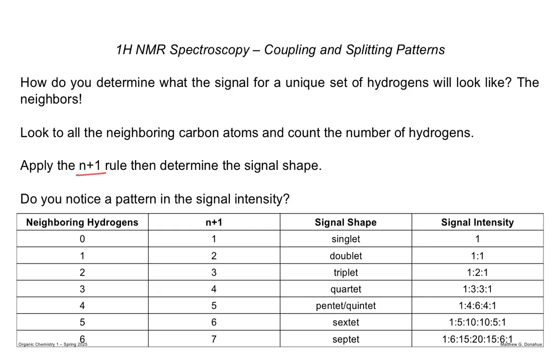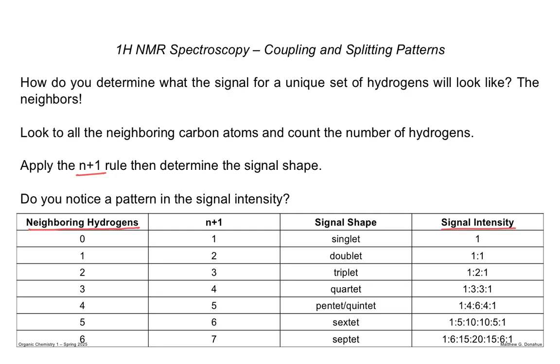So our first column here is the number of neighboring hydrogens. So that runs through 0 to 6. You can't have an unlimited number of neighboring hydrogens, right? You're limited by the hybridization of the carbon and then what's attached to it. So for 0 neighboring hydrogens, n plus 1 is 1. We call that a singlet. And the signal intensity for a singlet has got to be 1. There's only a single line.